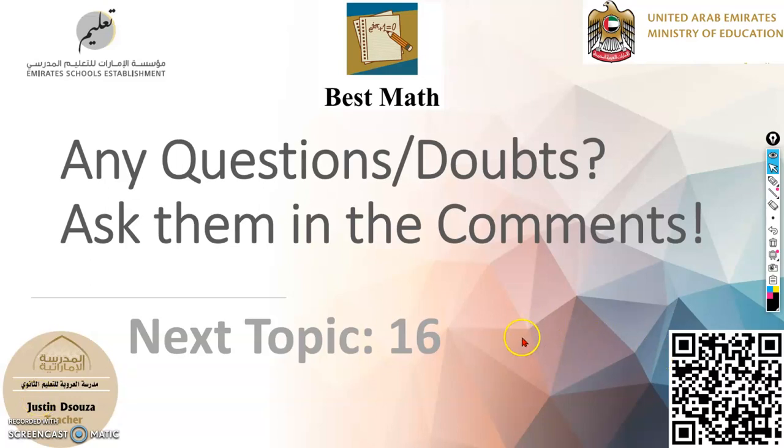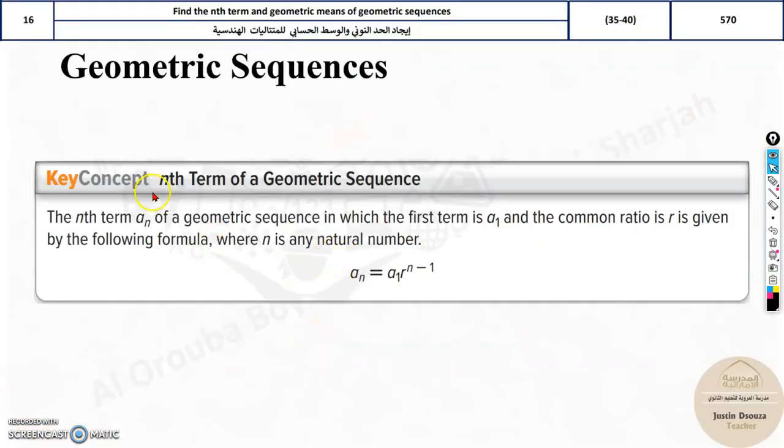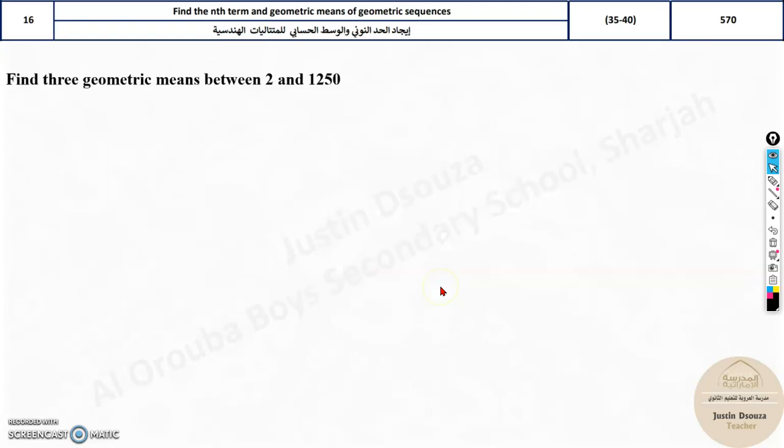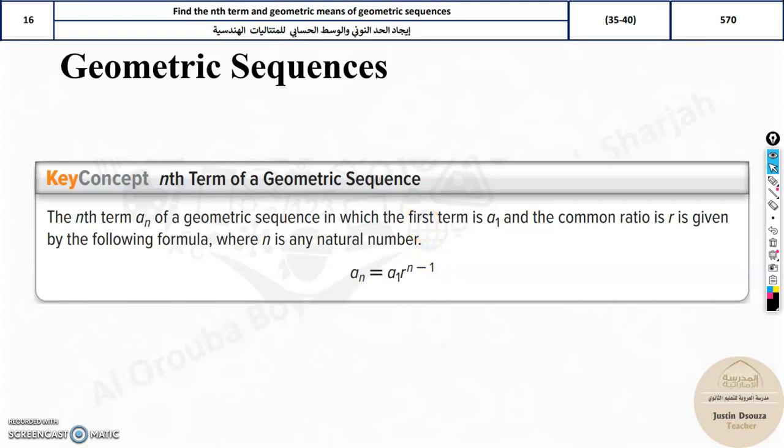We will move on to the 16th topic. This is on geometric sequences. Now, the formula for the nth term of a geometric sequence is given as a_n equals a_1 r to the power n minus 1. Now, we need to apply that formula and solve geometric means.